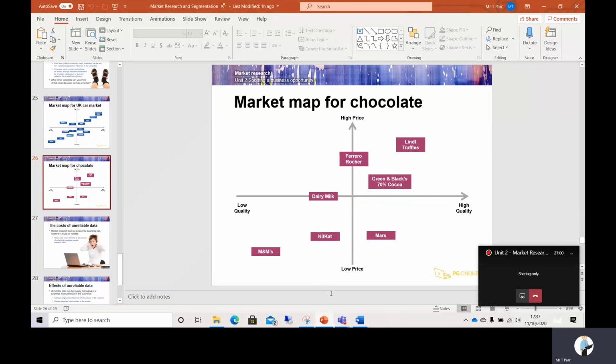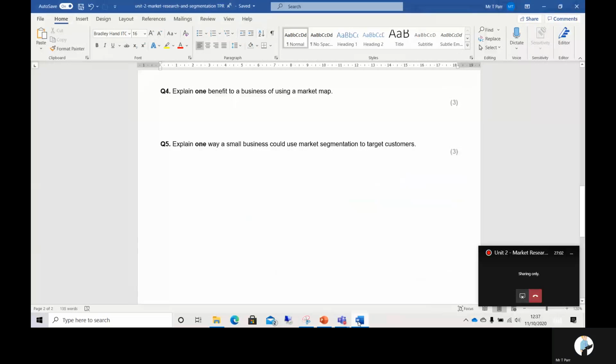Okay, let's have a look at our questions. Explain one benefit to a business of using a market map. So once again, we're looking at AO1A, which is subject knowledge, and AO1B, which is understanding. This means that as a result.